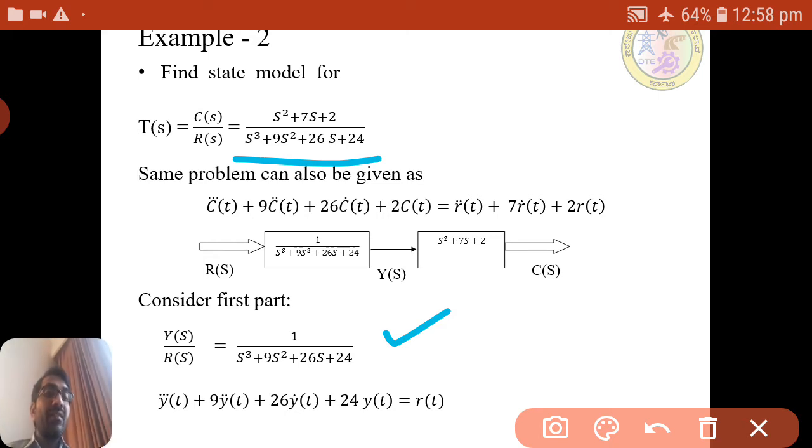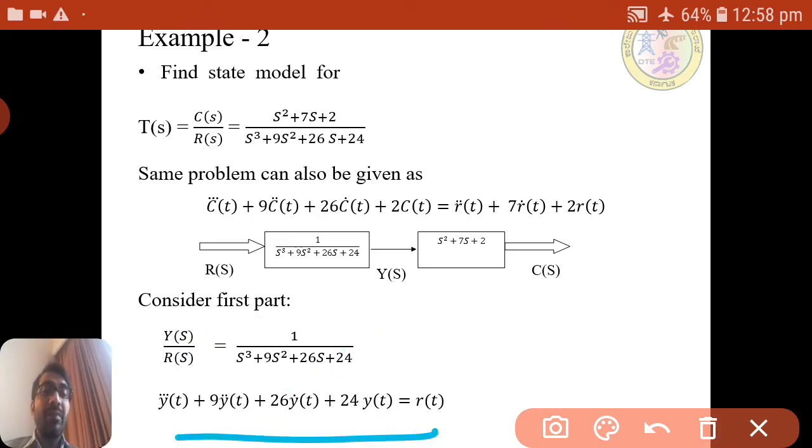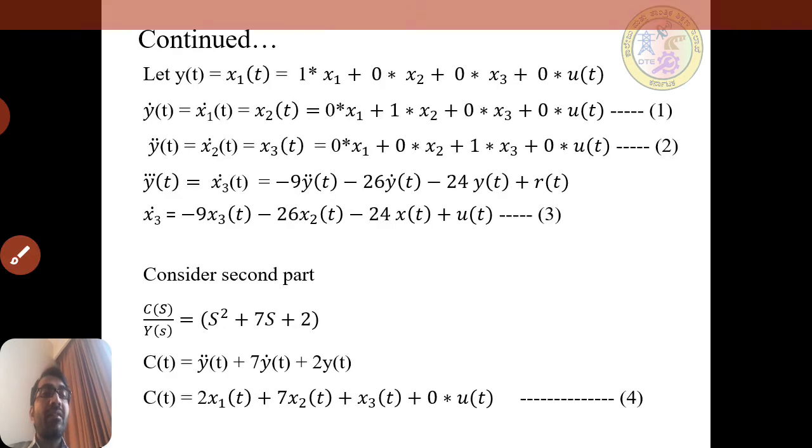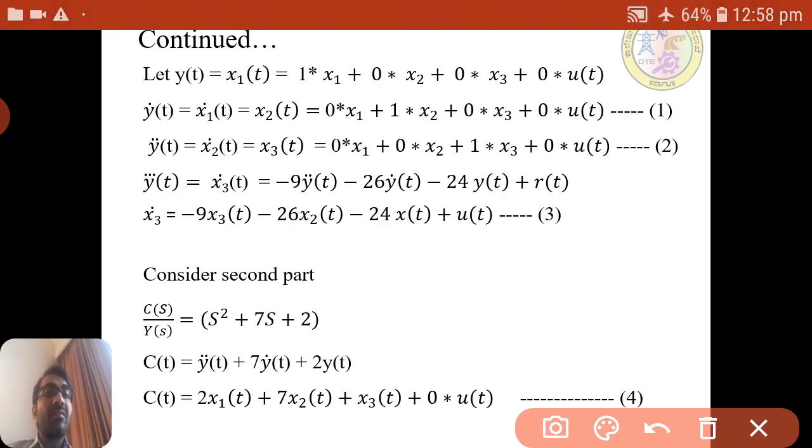If the same example is written in the phase variable form, it will be y triple dot of t, that is the third derivative, plus 9 into the second derivative, plus 26 into the first derivative, plus 24 into y of t, that is the constant term, equal to R of t. In a similar manner we need to write the equations.